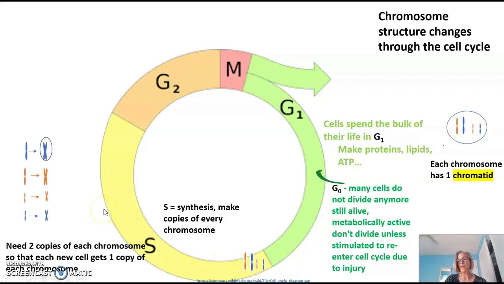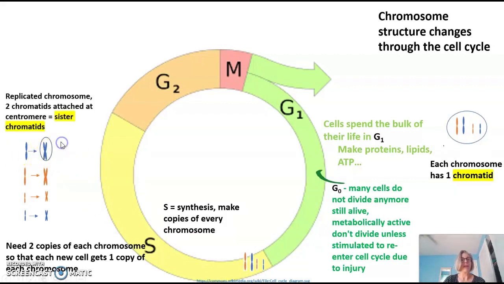During S phase, which is a very complicated process that we will cover later in the year, the single unreplicated chromosome is copied into a replicated chromosome. And this replicated chromosome, again, has 2 chromatids. They're attached at the centromere.